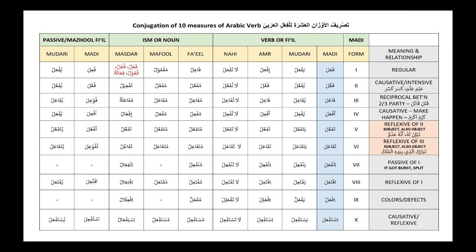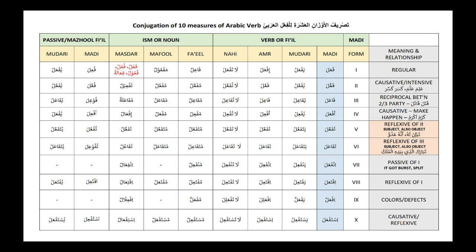Then fu'ila, yufa'alu. Next, form 3 verb. Fa'ala, yufa'ilu, fa'il, la tufa'il, mufa'ilun, mufa'alun, mufa'alatun. Fu'ila, yufa'alu. Af'ala. Af'ala, yuf'ilu, af'il, la tuf'il, mufa'ilun, mufa'alun.